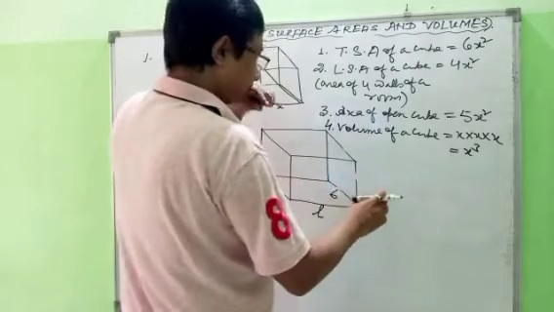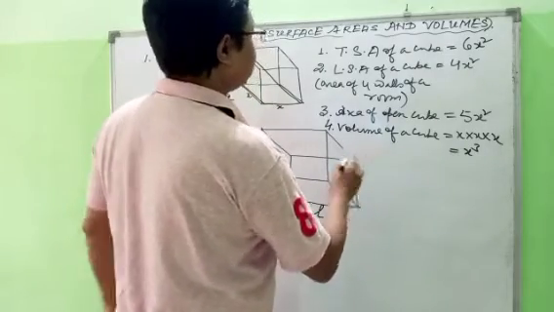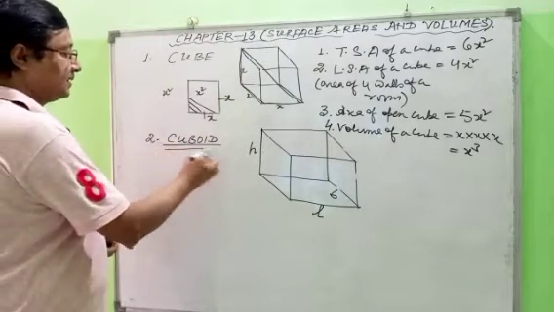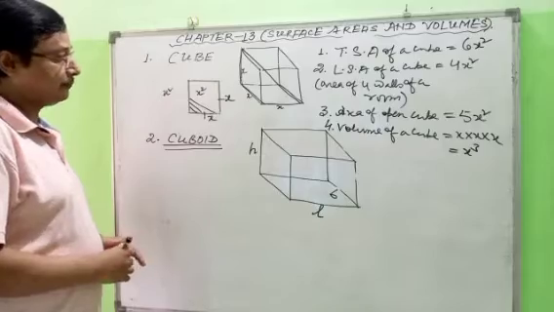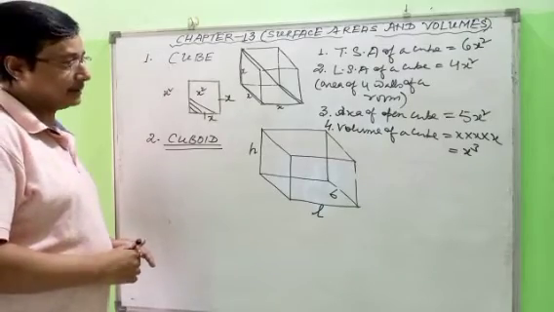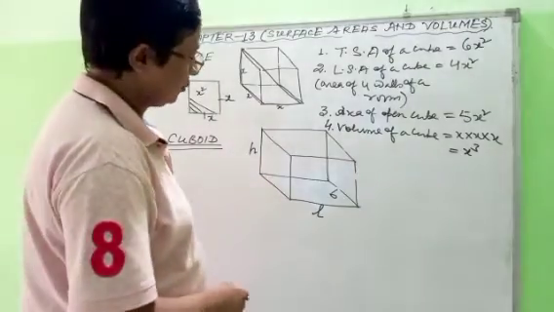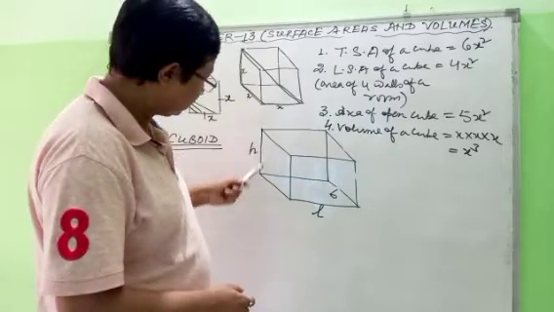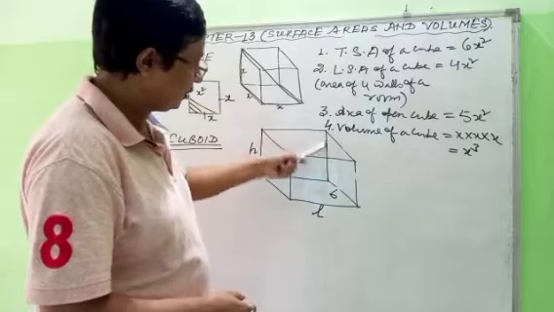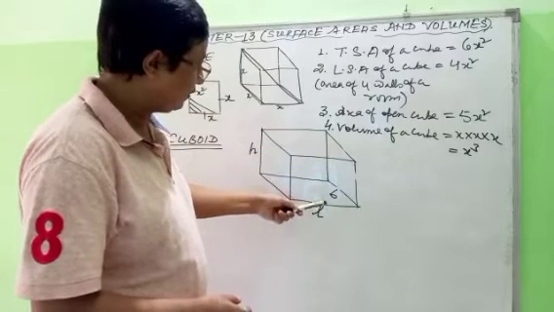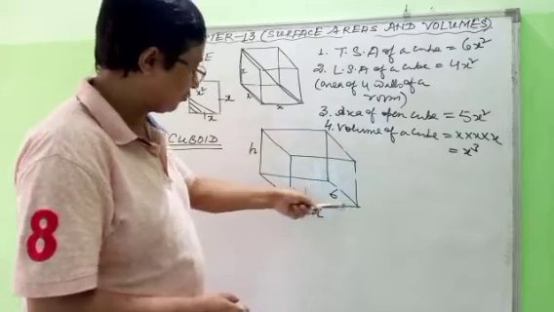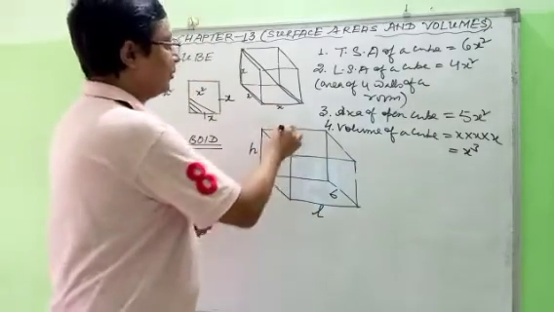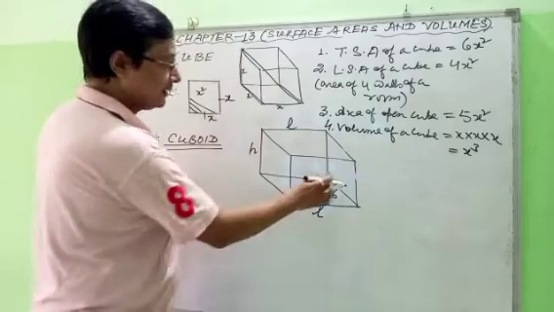Next one, let us take the cuboid. Now the second one is the cuboid. This is the cuboid. Here the cuboid will look like this shape. Here this is the length, this is the breadth, and this is the height. So you have got 4 heights, and then you have got 4 lengths. 1, 2, this is 3, this is 4. These are all the length. And then this is the breadth.